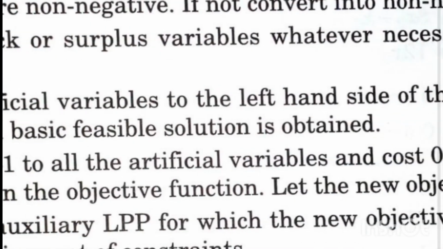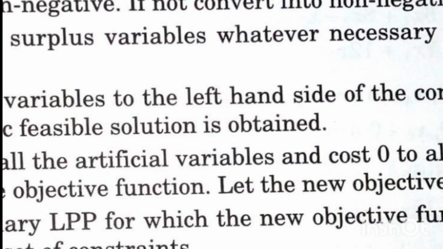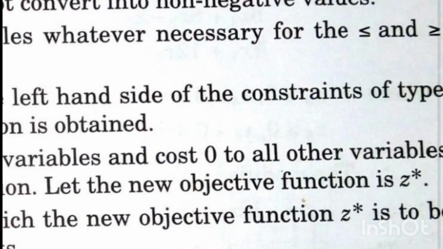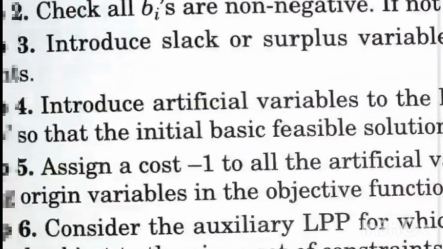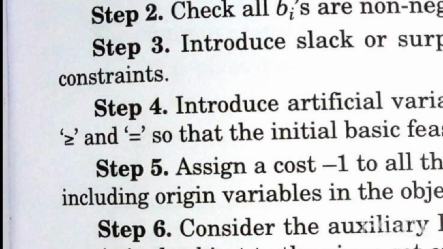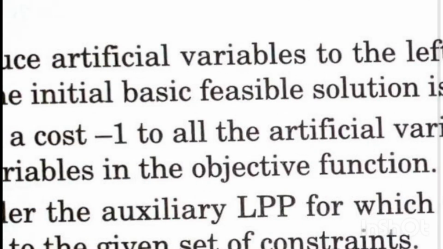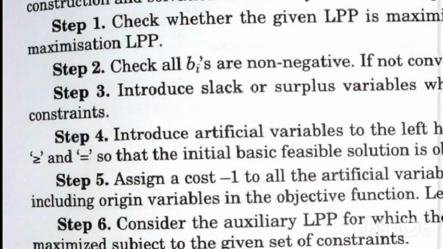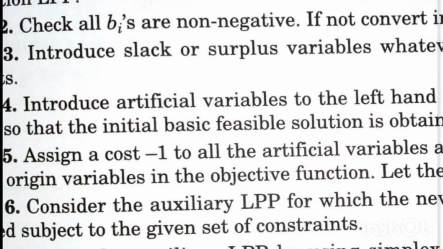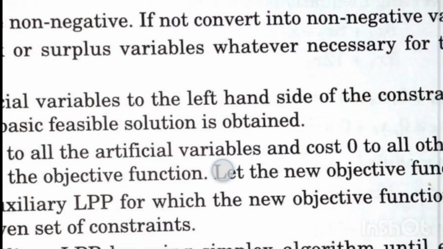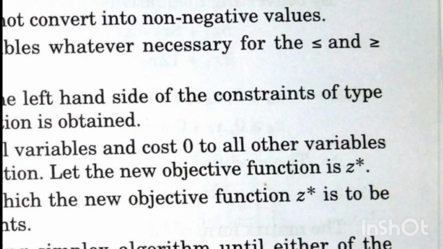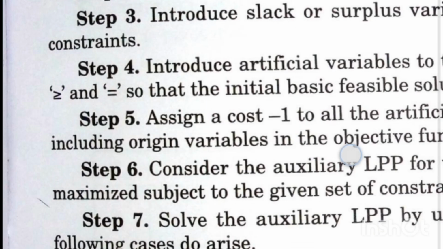Step number 6. Consider the auxiliary LPP for which the new objective function z star is to be maximized subject to the given set of constraints. Solve the auxiliary LPP by using the simplex algorithm until either of the following cases arises.